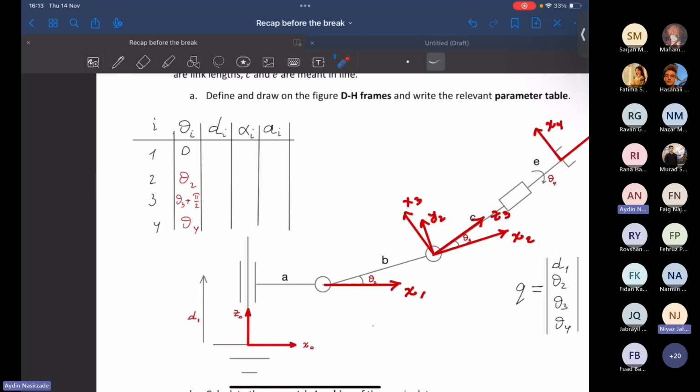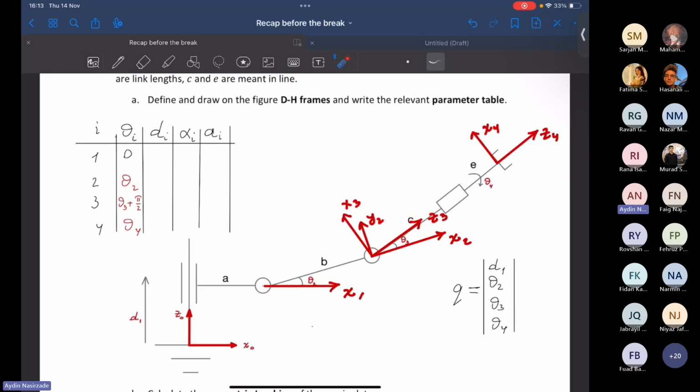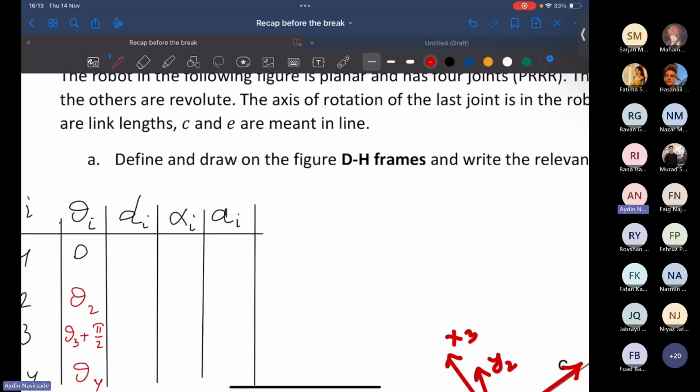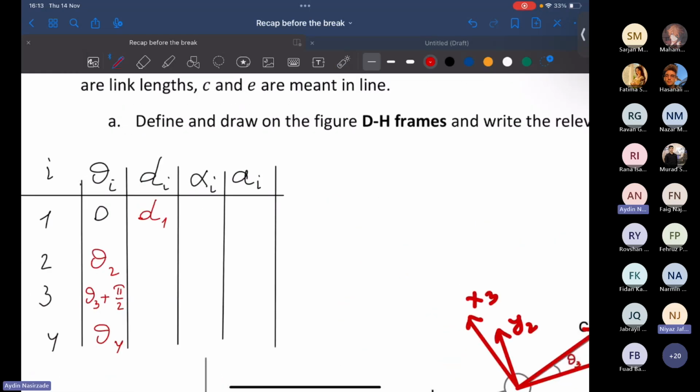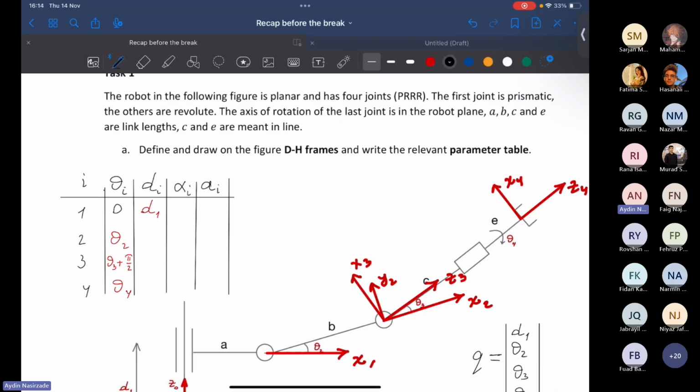What is d1? How much to move along the z0 axis to align the origins of O1 and O0? Yes. And the answer is D1, and it's a variable. What about D2?